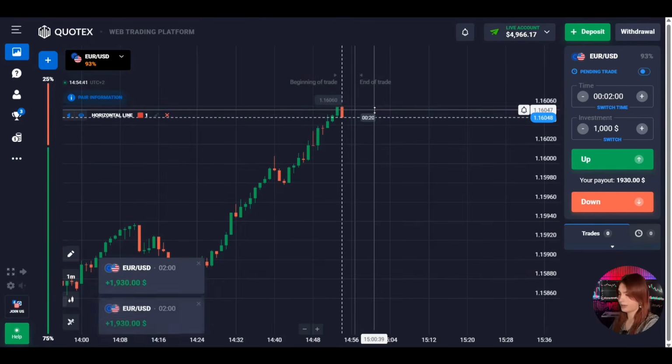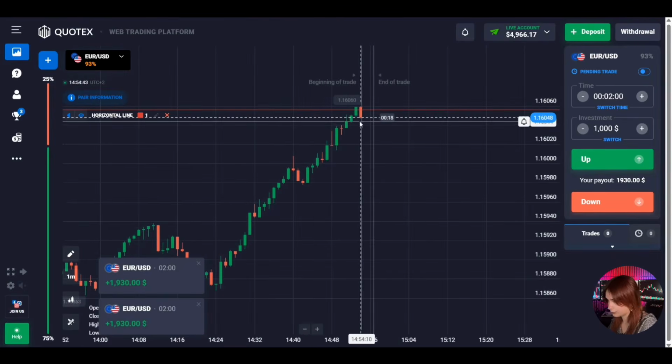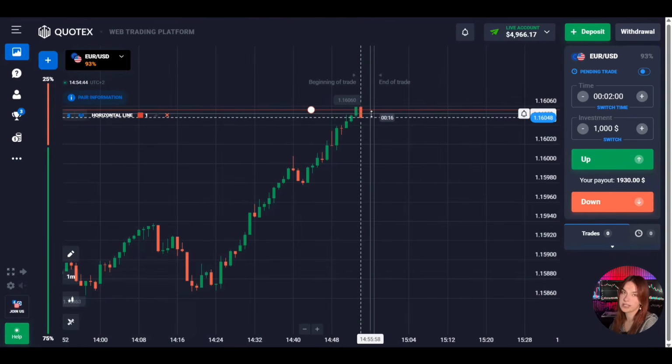So guys, that's not bad at all. As you can see, green candles have formed and the price has continued to move towards the level. There was also a reaction from the level and a red candle began to form. However, we still managed to work on this upward movement and 2 minutes were quite enough for us. Well guys, everything is going great, so let's continue our trading.